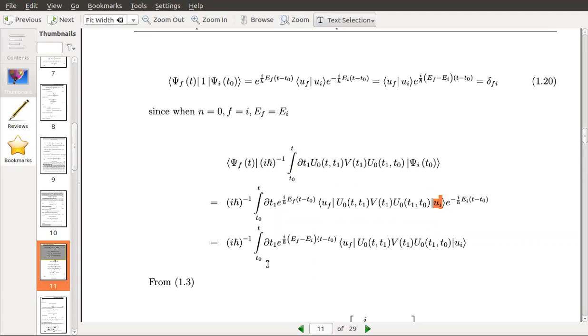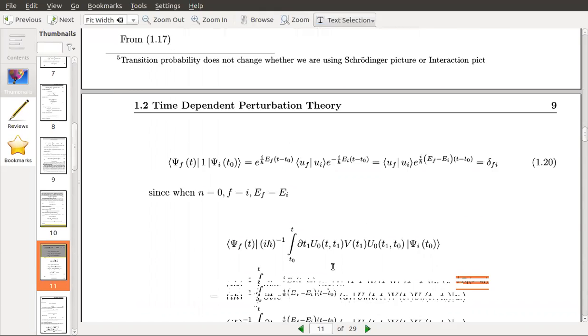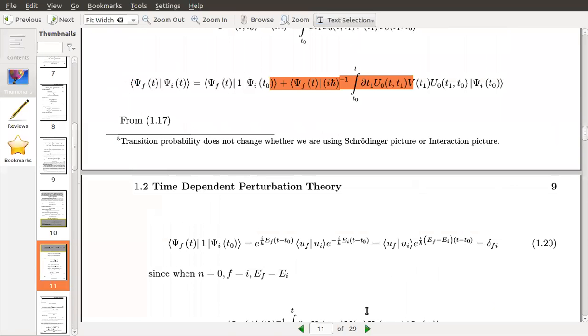Now this can be again written as dt1. These two things you can combine, the exponentials you can combine, and the expectation value uf, ui you can take here as same. And these exponentials you can combine, so that it becomes Ef minus Ei into (t minus t0). So these two powers you can add, and it becomes i by h cross (Ef minus Ei) into (t minus t0). So these two things we have to substitute here for these two terms.